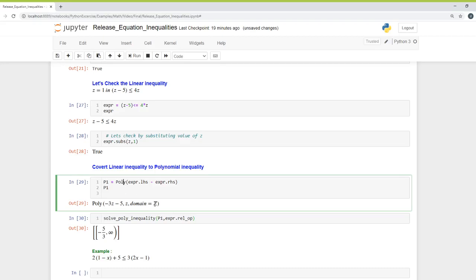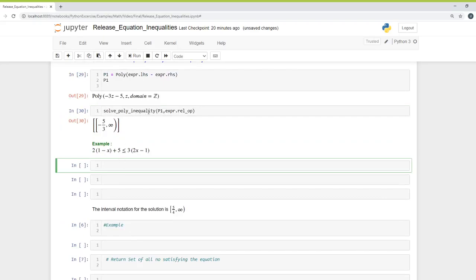So to get all the values for a linear inequality, first convert it to a polynomial inequality, meaning all right hand side values you take to the left hand side, so that the inequality becomes less than or equal to 0 or greater than or equal to 0, so that the right hand side becomes 0, and now it is a polynomial. After that we can call the solve poly inequality function to get our answer.